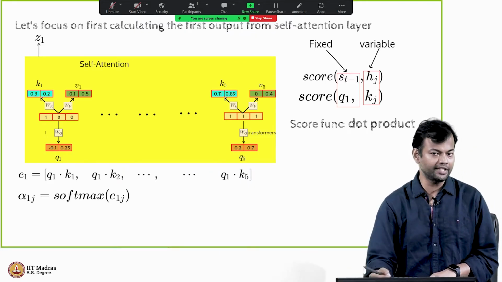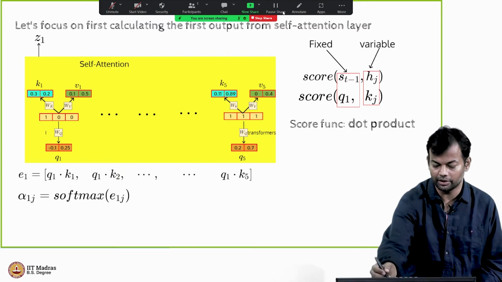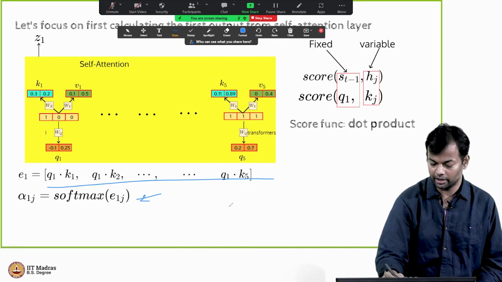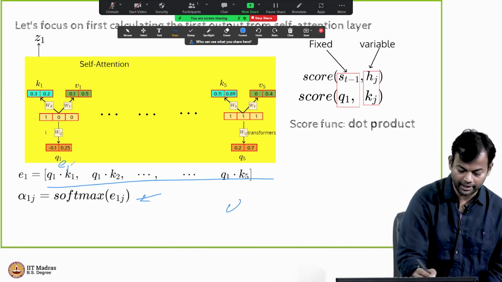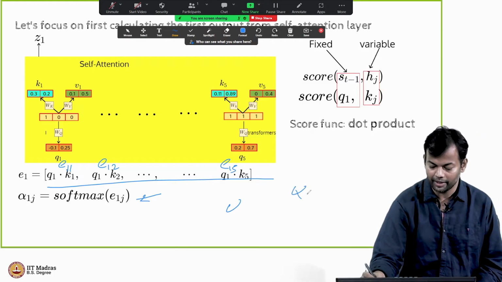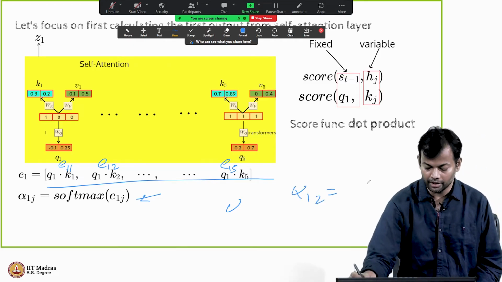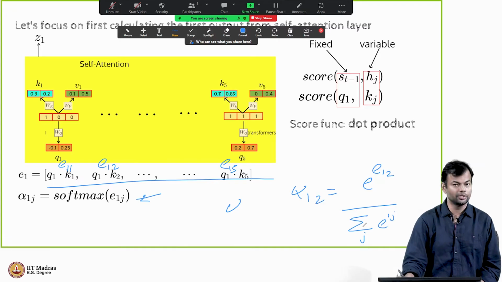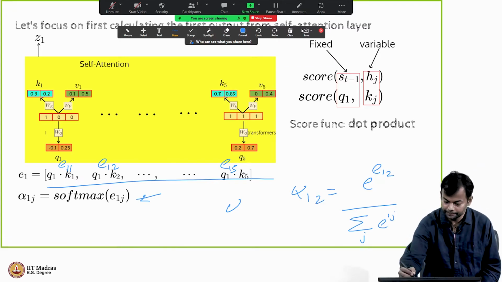So I'll get some dot products here, which would be some real values, and the way I'll compute the alphas from that is that I'll just do a softmax on this vector. So that's what this equation is saying. To compute alpha, so this is E11, this is E12, all the way up to E15. So to compute alpha 1, 2, I should have chosen my variables carefully. So e raised to e 1, 2 divided by the summation over all e's. That's what I'll do. So I'm just going to take the softmax here.